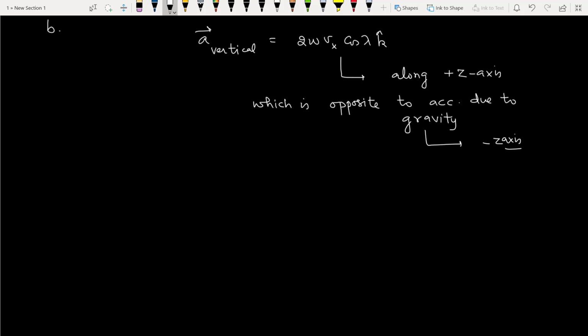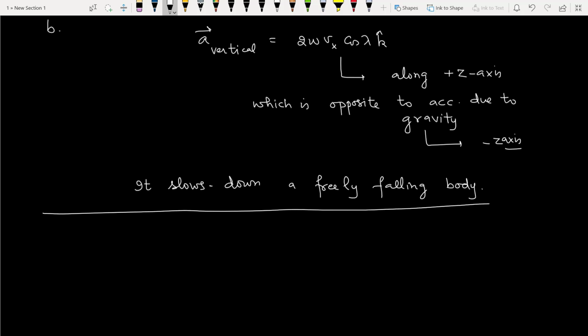So due to the vertical component of Coriolis force, it slows down a freely falling body. As both are in opposite directions, due to this the net acceleration due to gravity will decrease.